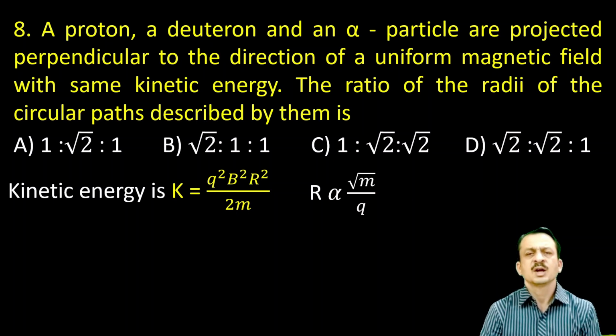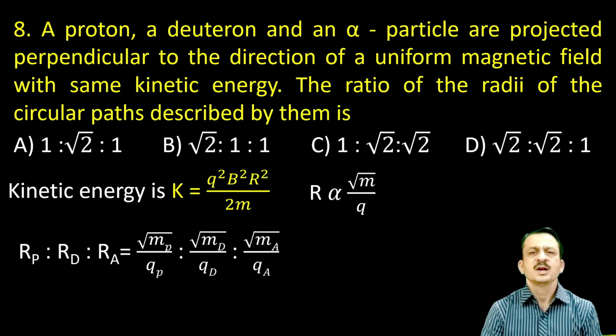Now use this formula for all the three particles. First one is the proton, Rp, is to the second one, the deuteron, Rd, is to the third one, the alpha particle, R alpha. Therefore Rp is to Rd is to R alpha is equal to the square root of the mass of the proton divided by its charge, is to the square root of the mass of the deuteron divided by its charge, is to the square root of the mass of the alpha particle divided by its charge Q.